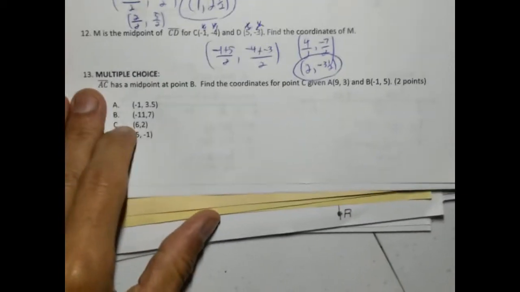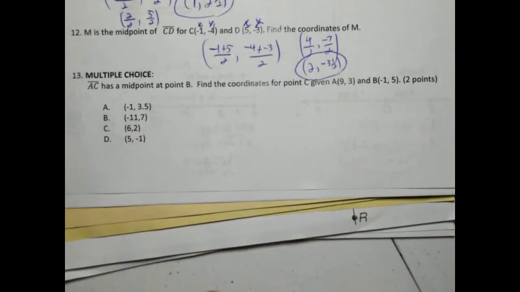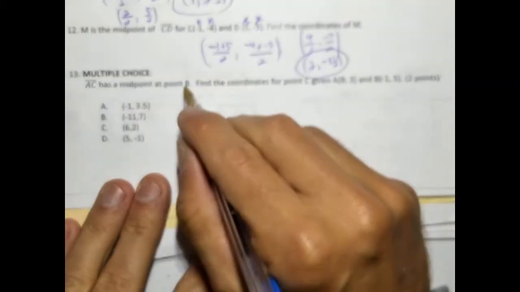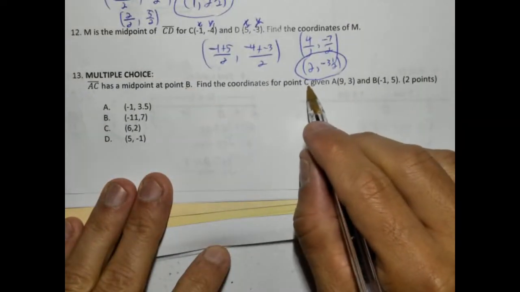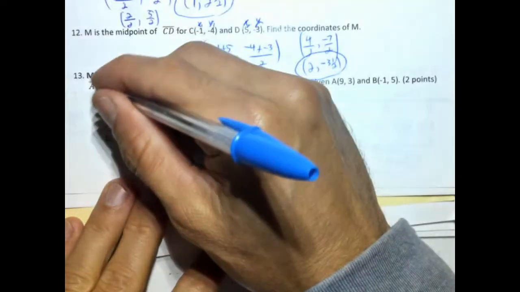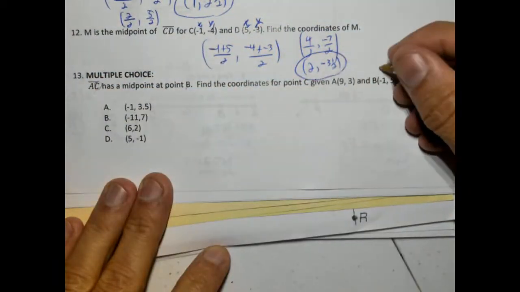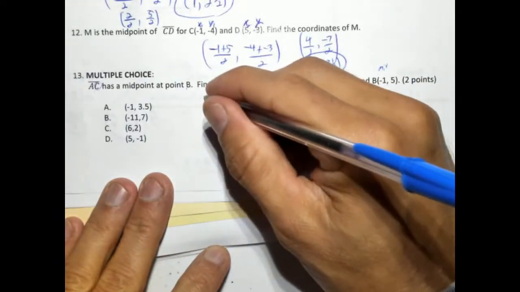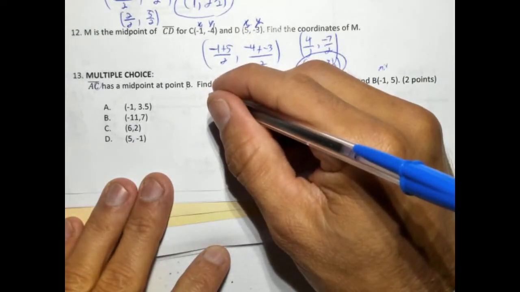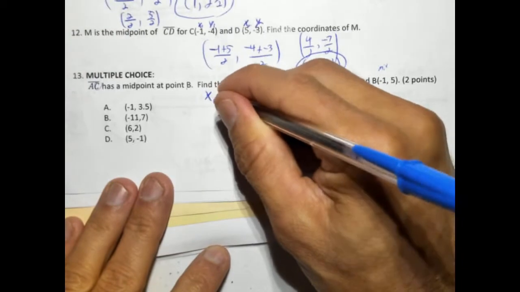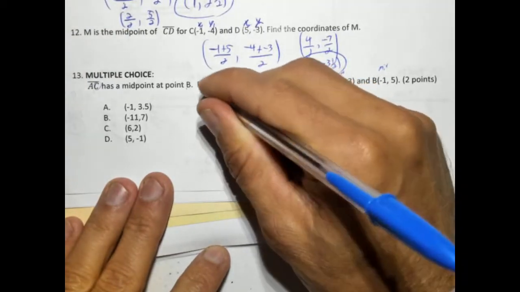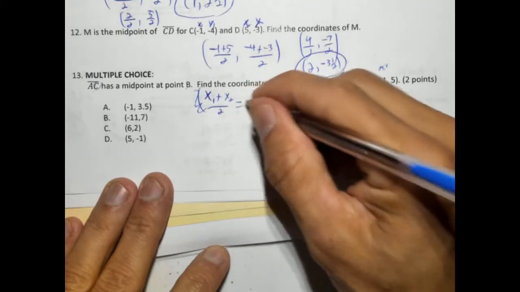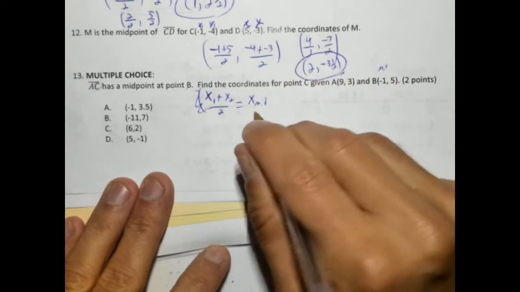Okay, number 13. I guarantee some people missed the trick on this one. AC is the line segment, B is the midpoint. They give us the coordinates of A and B, so we're missing C. We're actually missing the endpoint. This is the mid, and this is the endpoint. This is the problem that gave a lot of people a hard time. x1 plus x2 over 2 is the x value of the midpoint, or x sub mid.